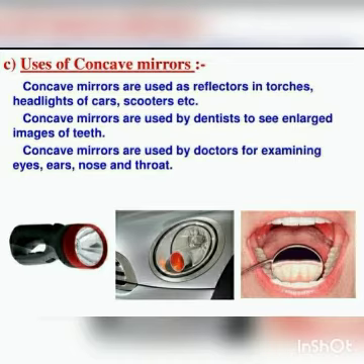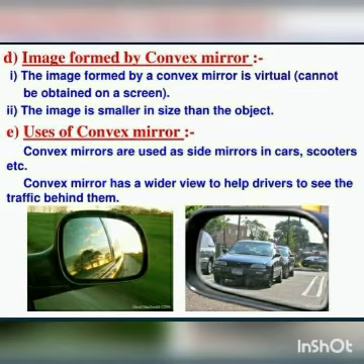So next we see what is meant by a convex mirror. The image formed by a convex mirror is virtual. Virtual means, as I already explained, it cannot be obtained on a screen. The image is smaller in size than the object. So a concave mirror shows an enlarged image, while a convex mirror shows an image much smaller than the object.